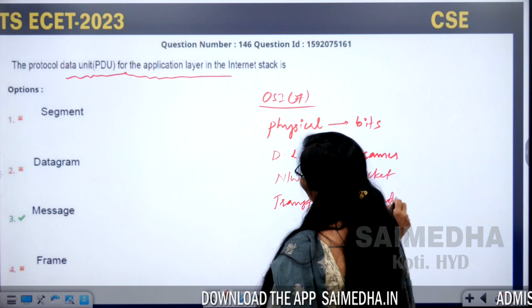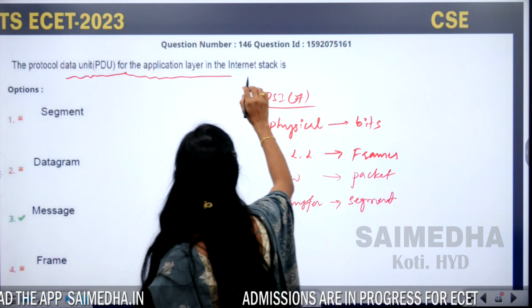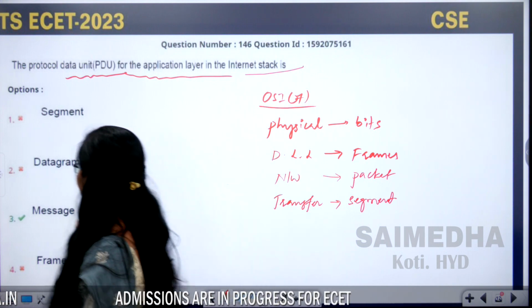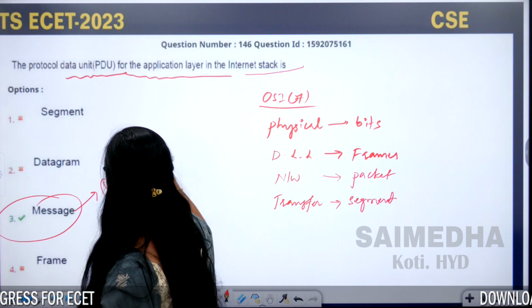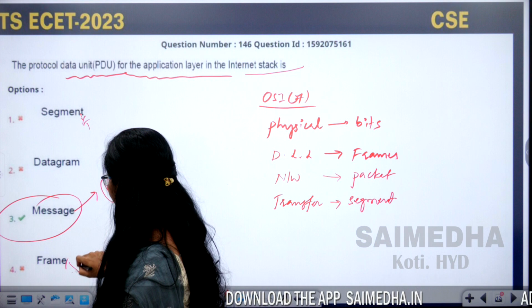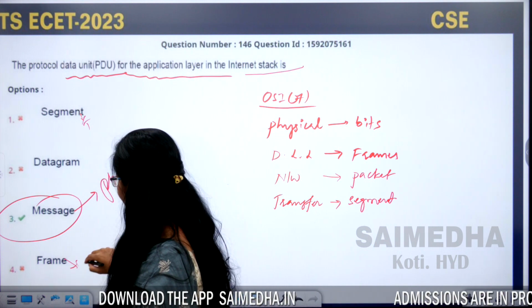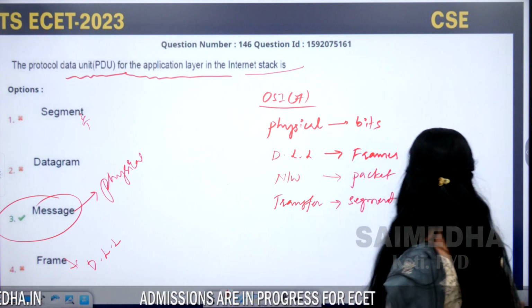So what they are asking is, the protocol data unit for the application layer in the internet stack is messages. Messages is the right answer, and this is for the physical layer. This one is for the physical layer, this is related to the transport layer, and frames are related to the data link layer. So the answer is messages. Next question.